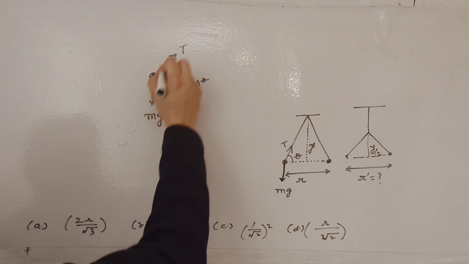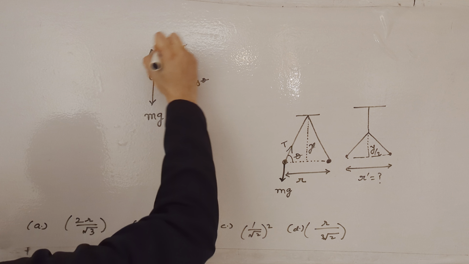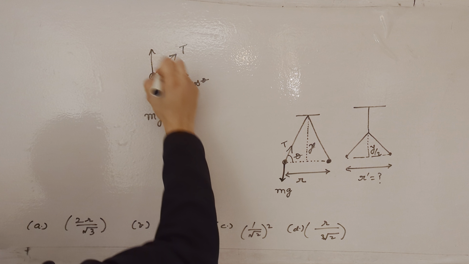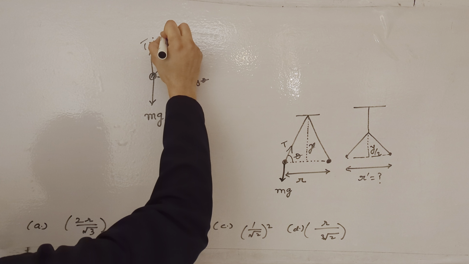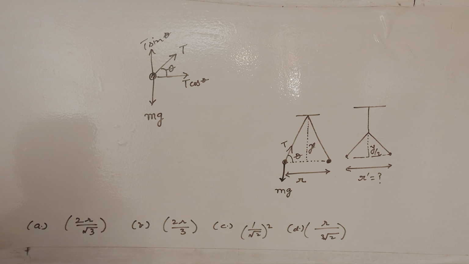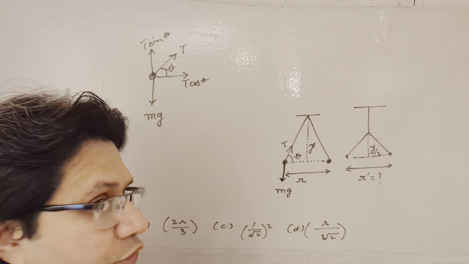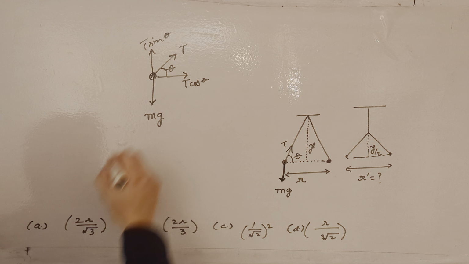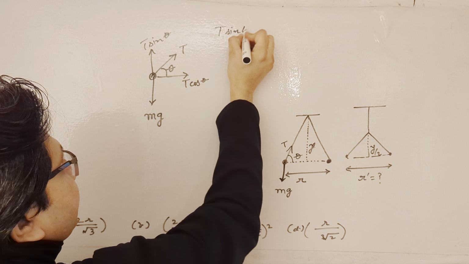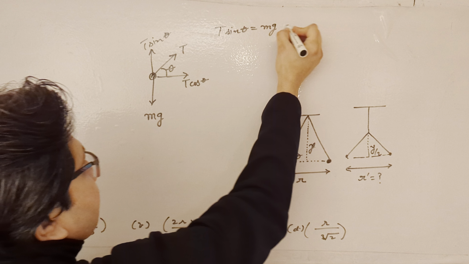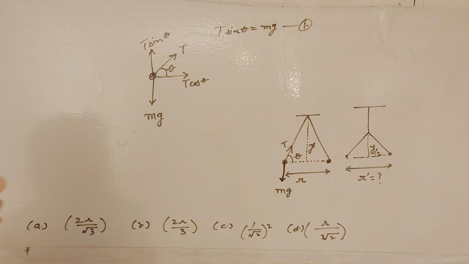And this upward component of T, which is at 90 degrees with T cos theta, is T sin theta. This is the equilibrium position, so it means that T sin theta is balancing mg. We can write T sin theta is equal to mg. This is our first equation.